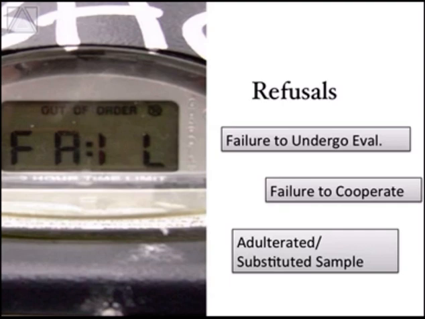Finally, and I guess the most obvious, they'll get a failure on their test if either they actually have a blood alcohol concentration that is too high, or they have a substance in their urine, or if the medical examiner can verify an adulterated or substituted specimen. So if they provided urine that was watered down, or there were some chemical components added to it, if they find something that's been changed or altered, that can also result in a failure.